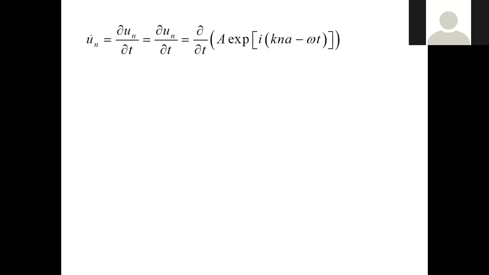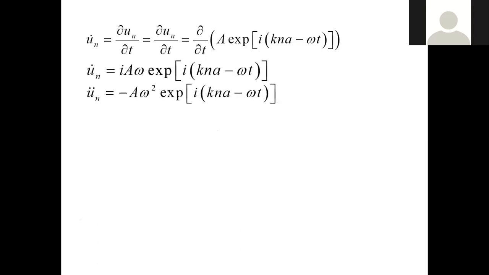So the expression for u dot n is del un by del t, and if you put the value of un here and take the derivative, then we get u dot n as i a omega exponential i(k n a minus omega t). I think you understand this. A simple derivative is here, and the double derivative will be, if you take the derivative again, minus a omega square exponential i(k n a minus omega t).